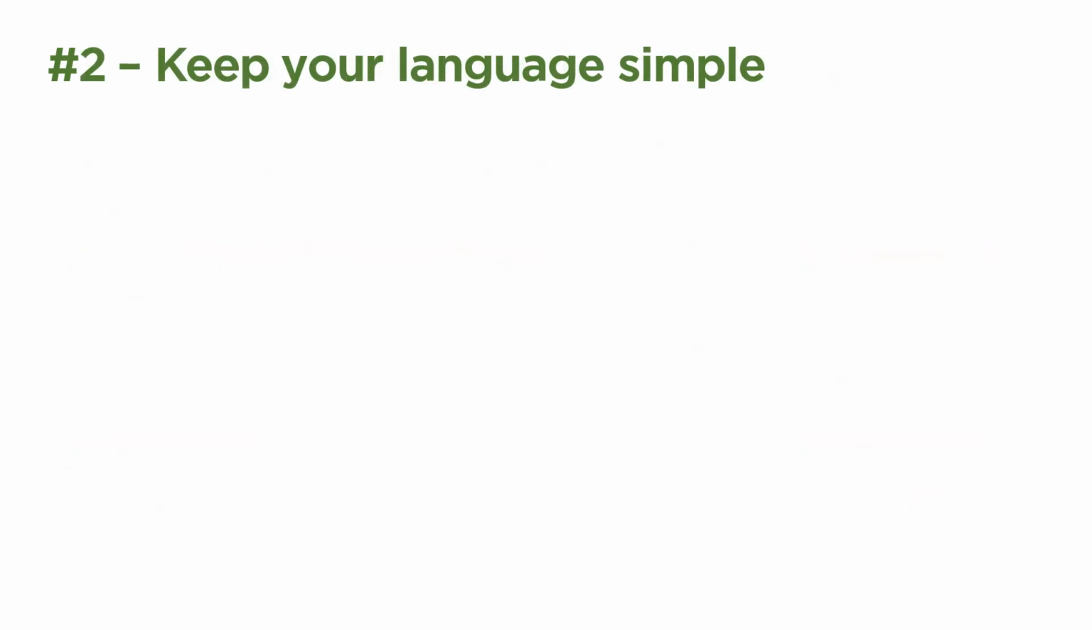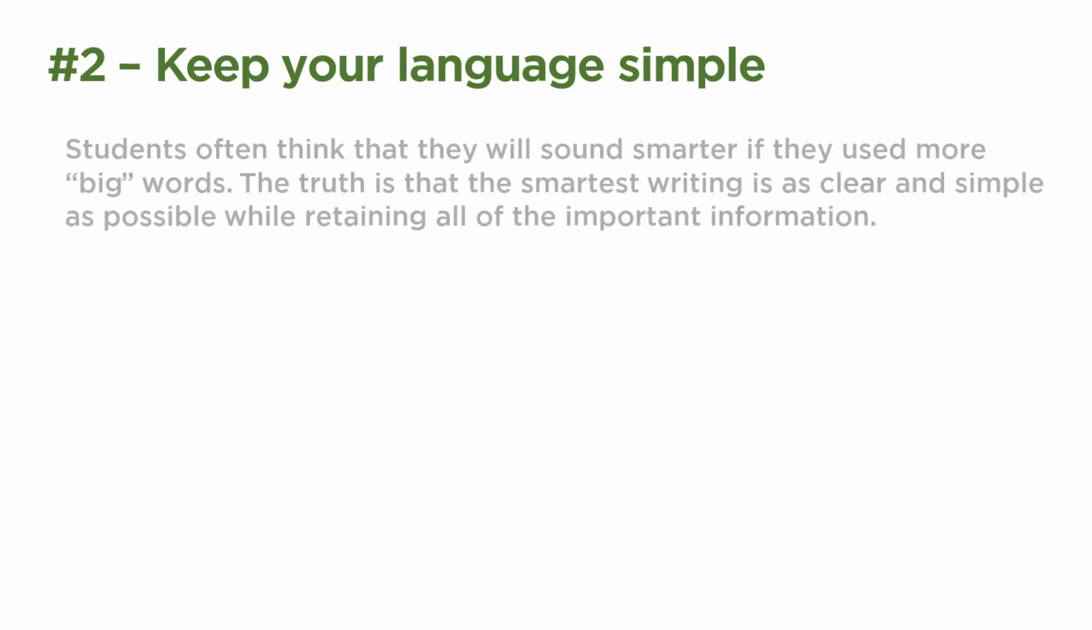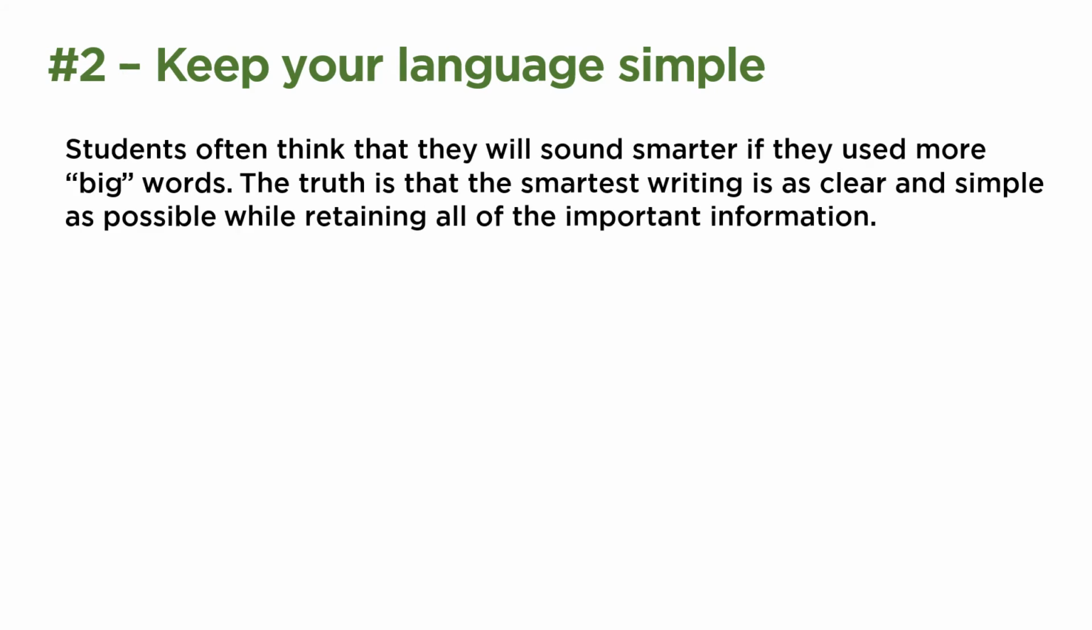Tip number 2, keep your language simple. What I mean by that is that often I see that students think that they will sound smarter if they use bigger, more complicated words. And the truth is that really the smartest people writing the smartest writing do it in a way that's as clear and simple as possible while retaining all of the important information. So you're not trying to sacrifice information, you're just communicating the same stuff in a way that's simple and really clear. So clarity is really the most important thing when you're doing academic writing.